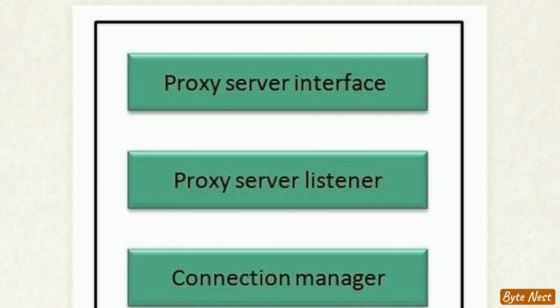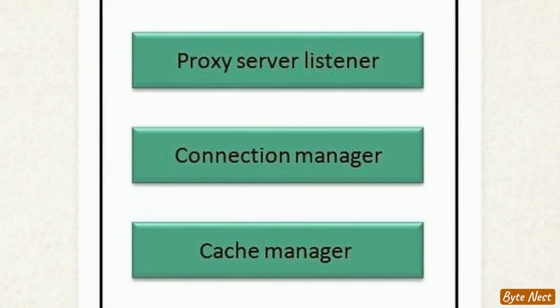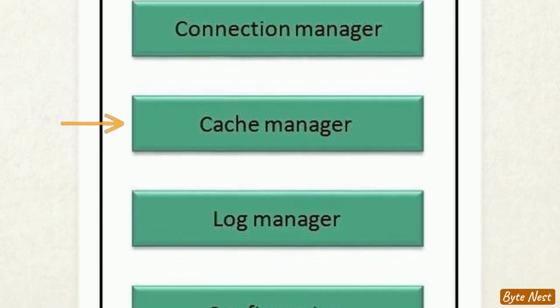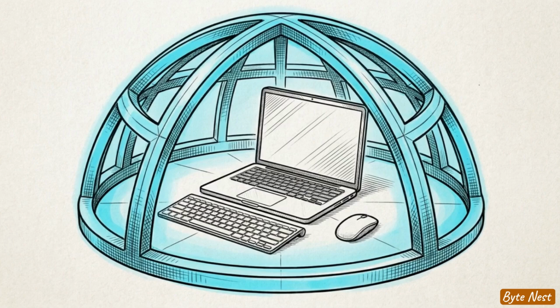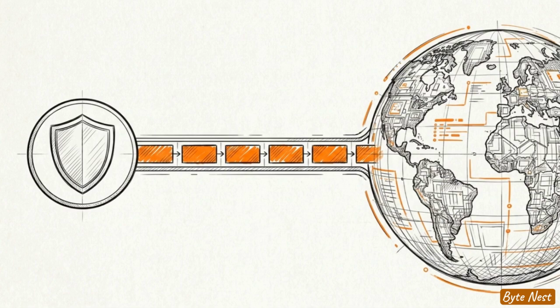This image shows the internal architecture of how a proxy manages these complex tasks. You can see the specific modules it uses to operate, like the connection manager that routes the requests, the cache manager that stores those local copies we just mentioned, and the log manager that records the traffic activity. A forward proxy is a defensive tool for you and your network. It manages and protects your outgoing traffic before it ever leaves for the wider internet.